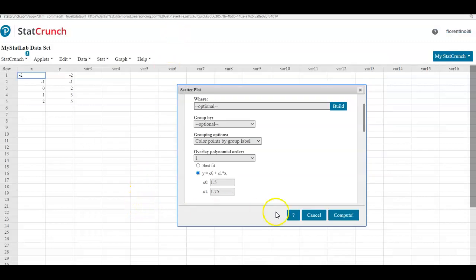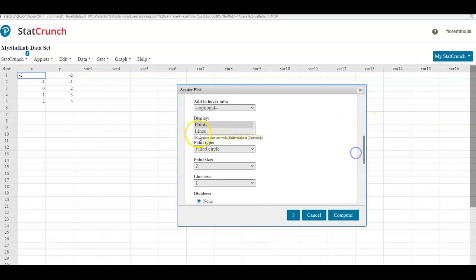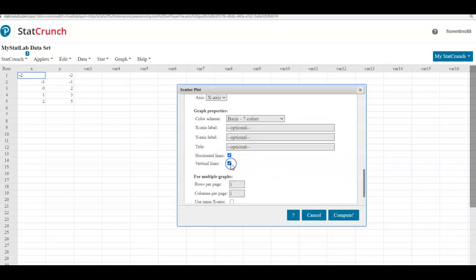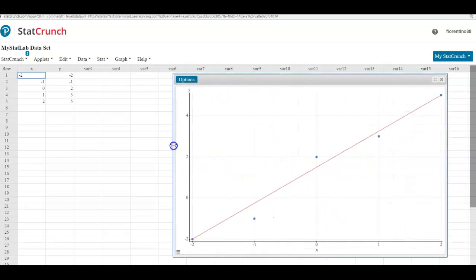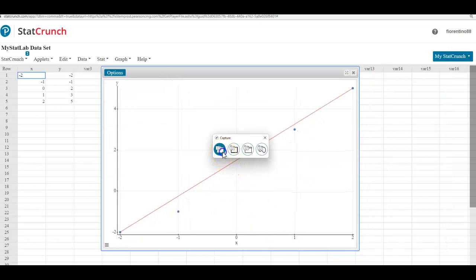Now I want to scroll down just a little bit further before I do this graph. We want to make sure that we display the points, and then we want to select both the horizontal and vertical lines so we can create a grid with our graph. So I'm going to select compute. So there is my graph. I'm going to go ahead and copy that onto my page.